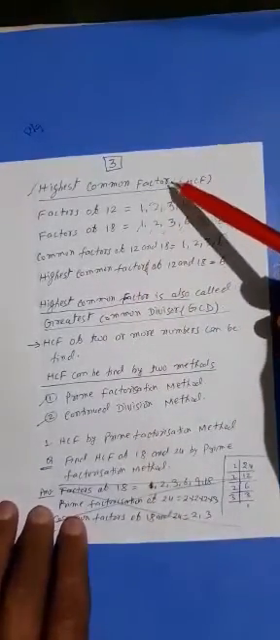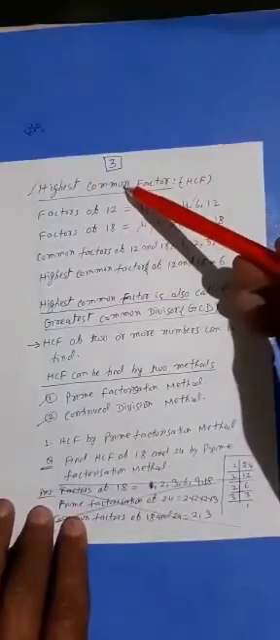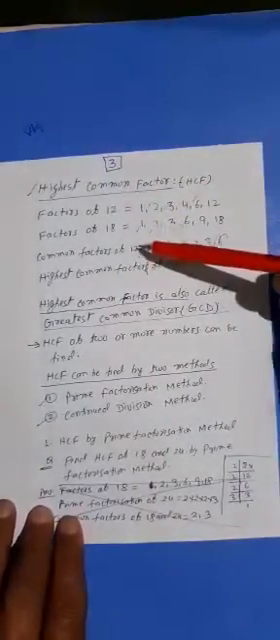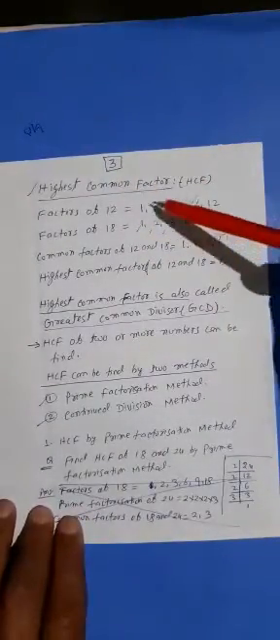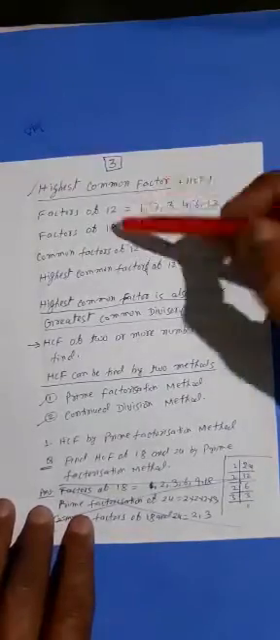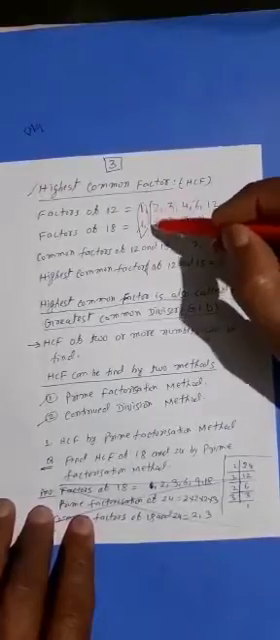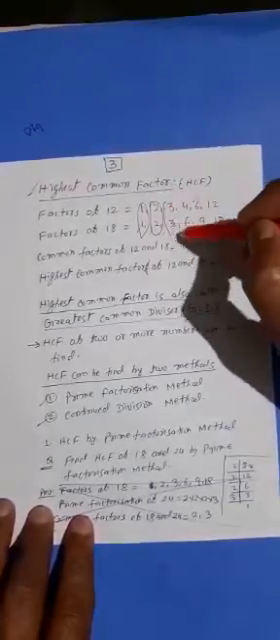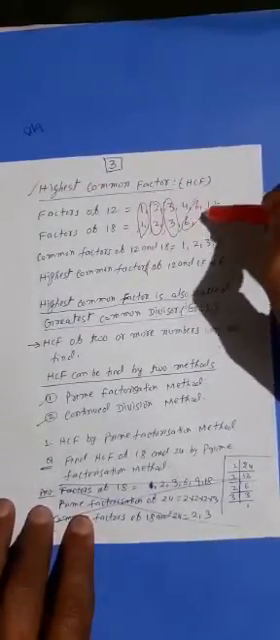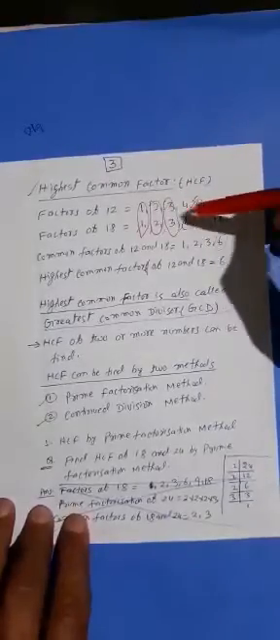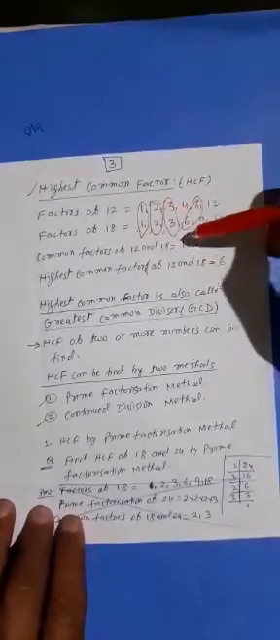Now that I have written the factors, we have to find the common factors of 12 and 18. What are we seeing? 1 is in the factors of both numbers, 1 is common, again 2 is common, again 3 is common, and 6 is also common. These are the common factors of 12 and 18.